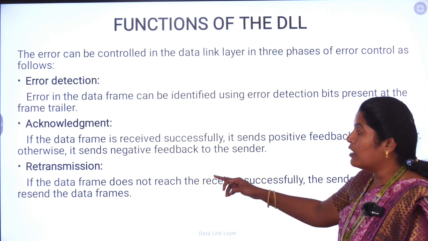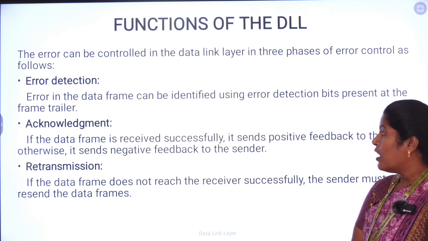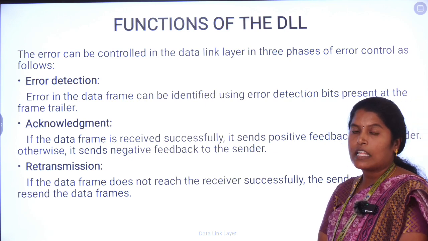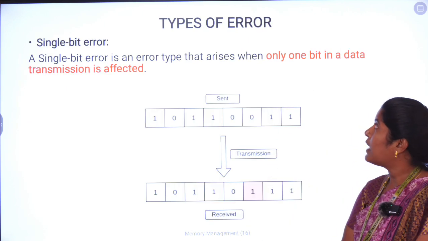And this is the third, retransmission. If the data frame does not reach the receiver successfully, the sender has to resend the data frames once again. Then there are types of error.